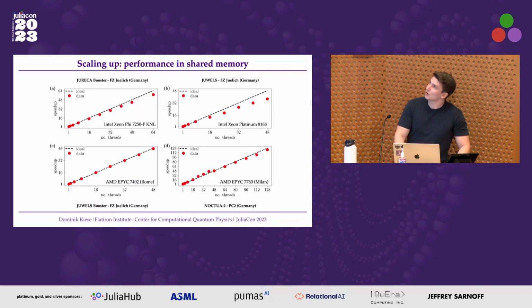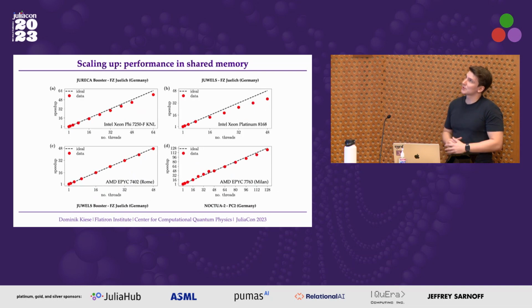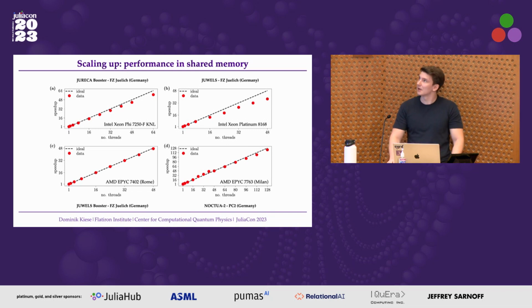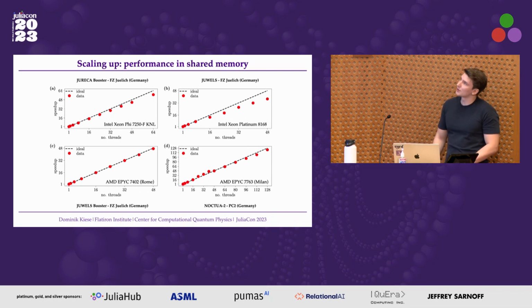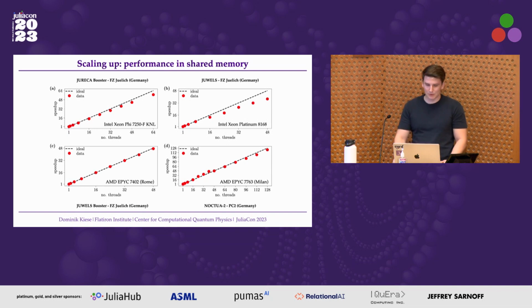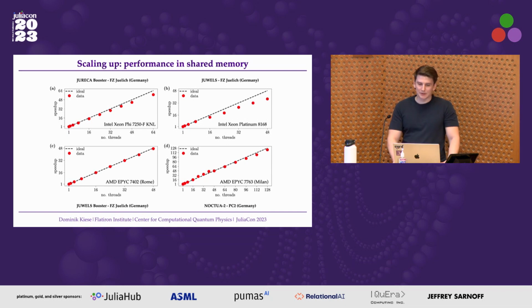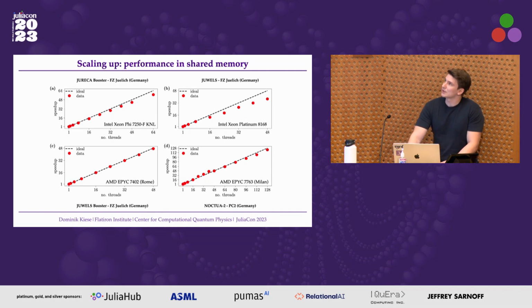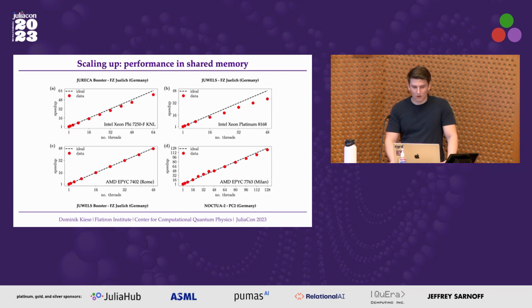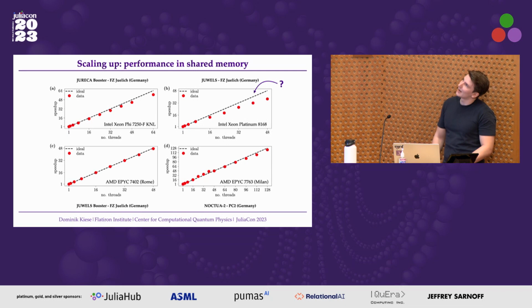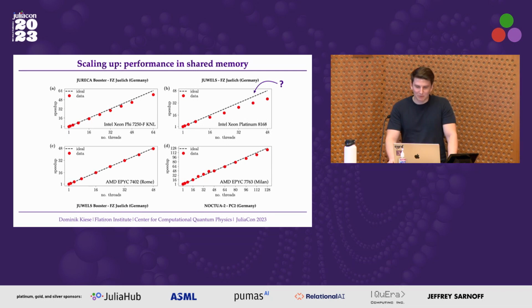So to end this talk, I want to quickly show some results for our scaling analysis on different shared memory platforms. Here we have 4 different CPUs, 2 Intel, 2 AMD, installed on different high-performance computing facilities in Germany. And as you can see, the scaling that we get is almost ideal on all the CPUs, except maybe for the Xeon Platinum. There, we were a little puzzled what's going on.